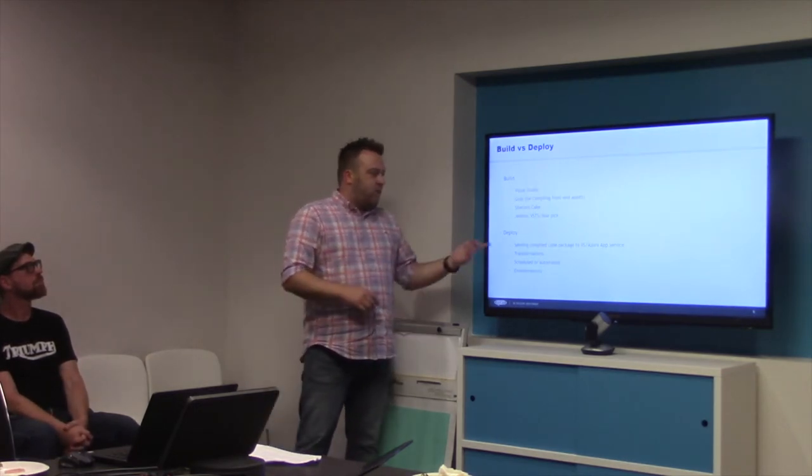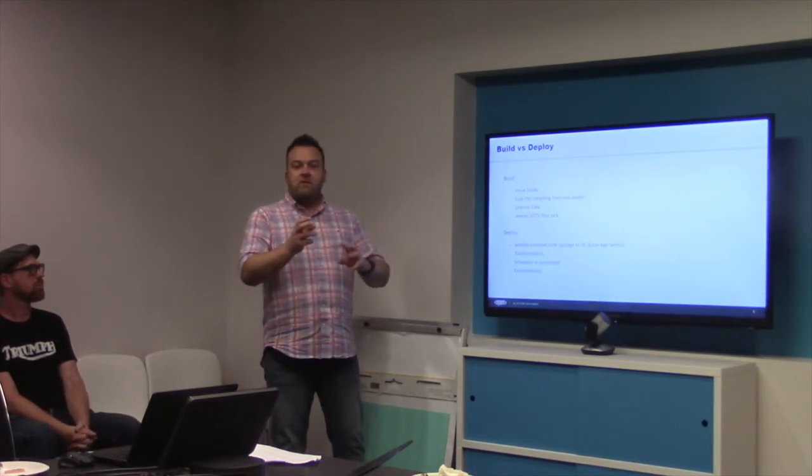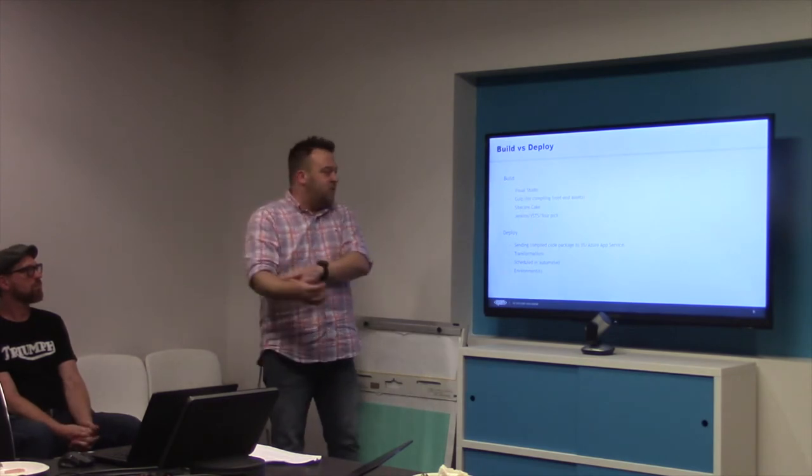And then along the way, we're using Octopus right now to actually do transformations. So we take some of the weird environment-specific things out of a build and put it into the deployment, which makes it a lot easier to manage.